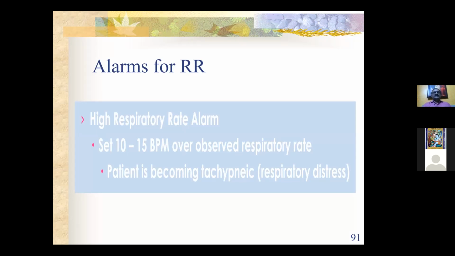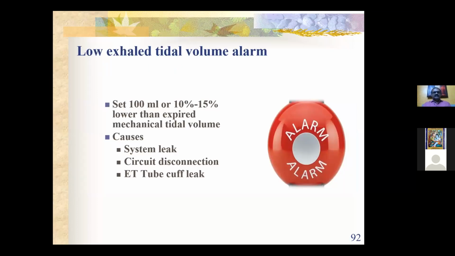That is what we're going to set at the high respiratory alarm. That will tell you that the patient is becoming tachypneic with your ventilation. So we have to change the ventilation or do something to make the patient better or decrease the asynchrony.